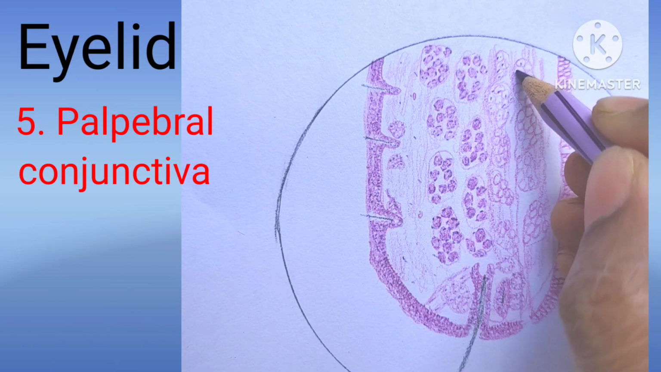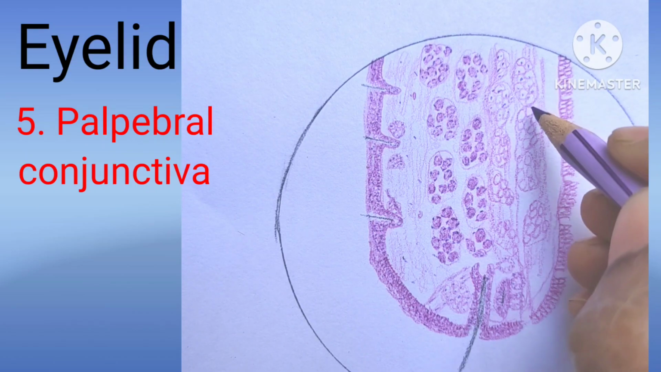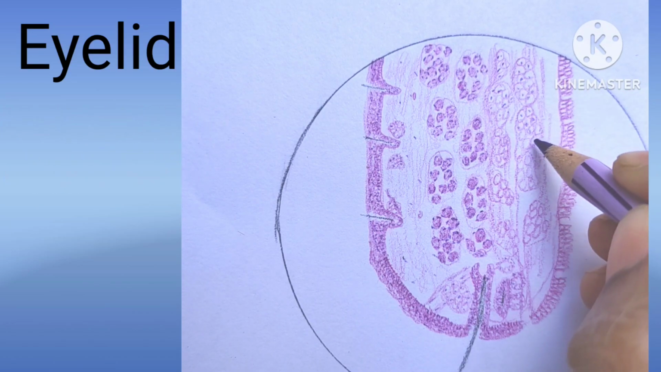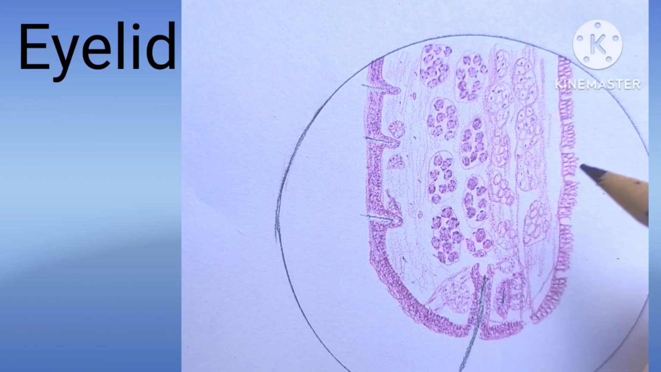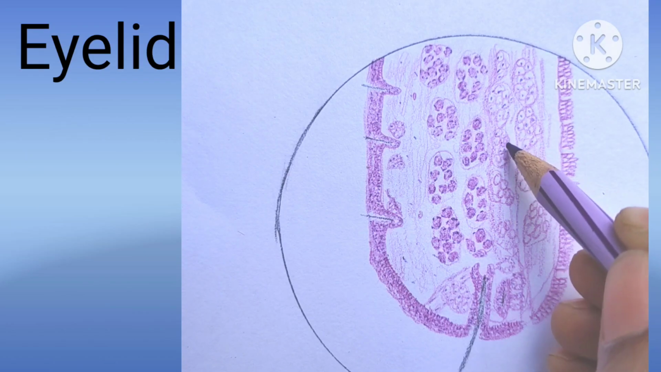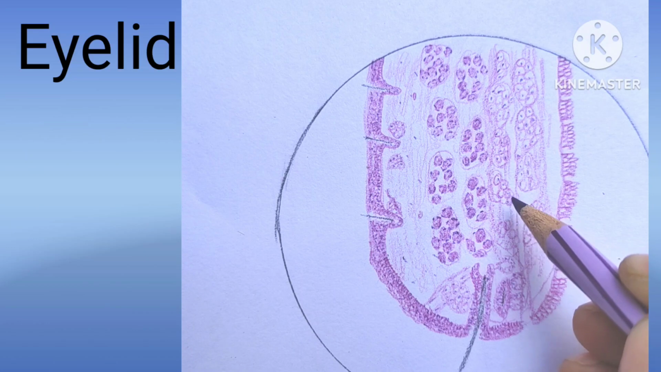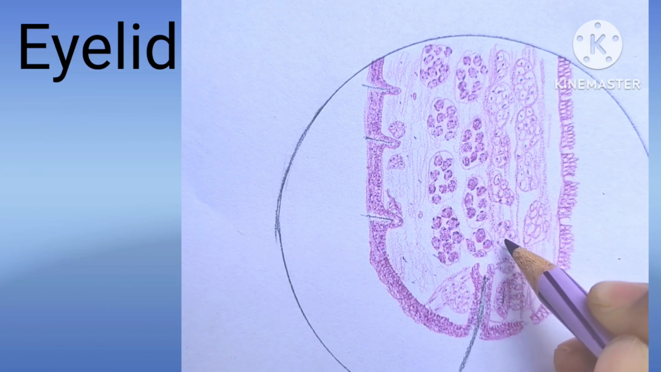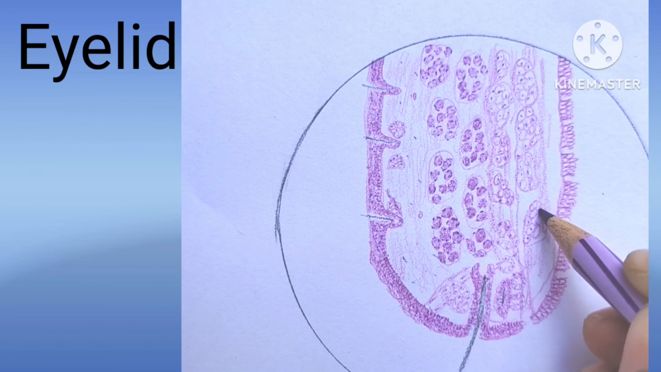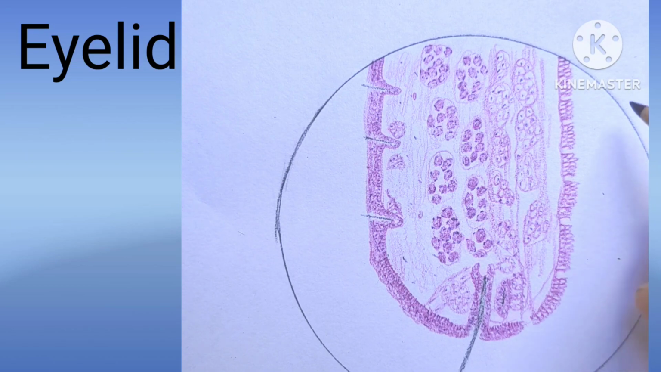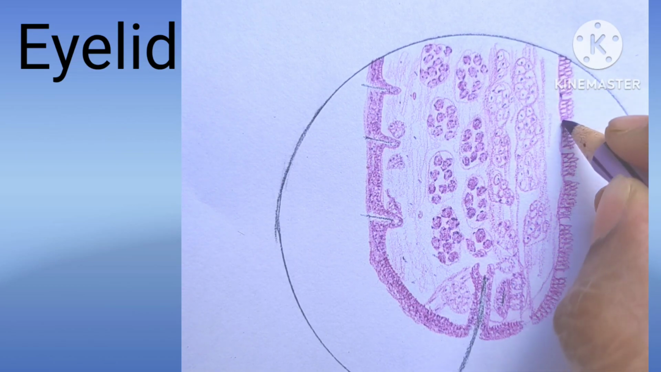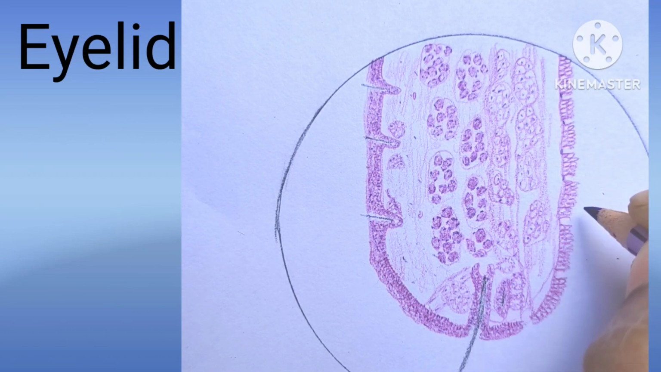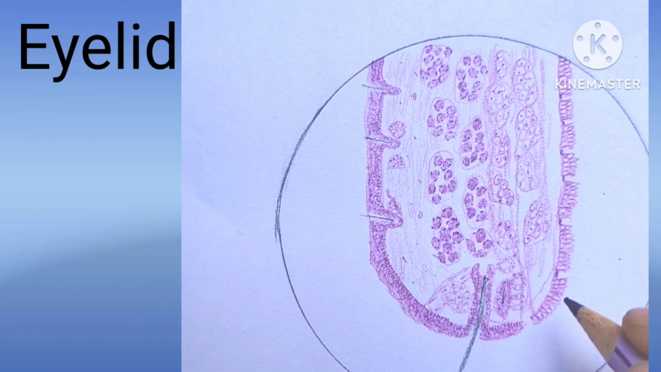So these are the 5 layers. The first one is just thin skin, the stratified squamous keratinized epithelium. The second layer is loose connective tissue. Then the muscle layer. Then we have the tarsal plate with the tarsal glands. And the innermost is the conjunctiva layer, the palpebral conjunctiva. So this is the histology of the eyelid. I hope you understood the histology.